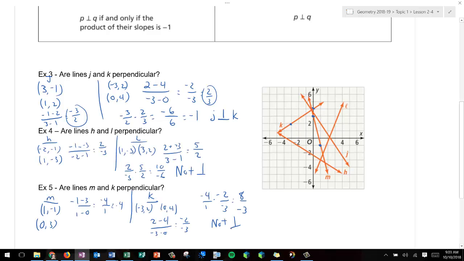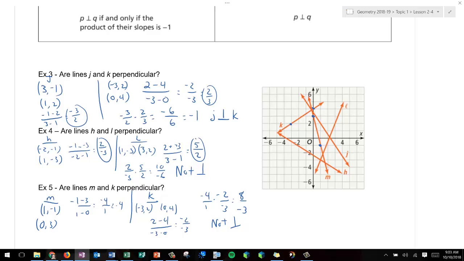Alright, welcome back in. So as you can see in example 4, I ended up with slopes of 2 over -3 and 5 halves, and when we multiply them together, that is not equal to -1. And then if I look at my example 5, I got slopes of -4 over 1 and -2 over -3. When we multiply those, we get 8 over -3, which is not equal to -1.